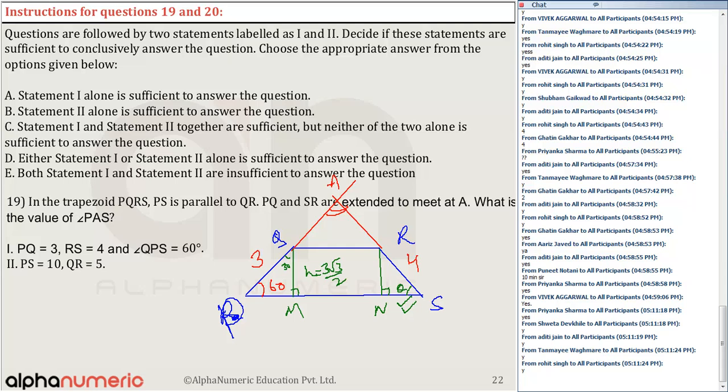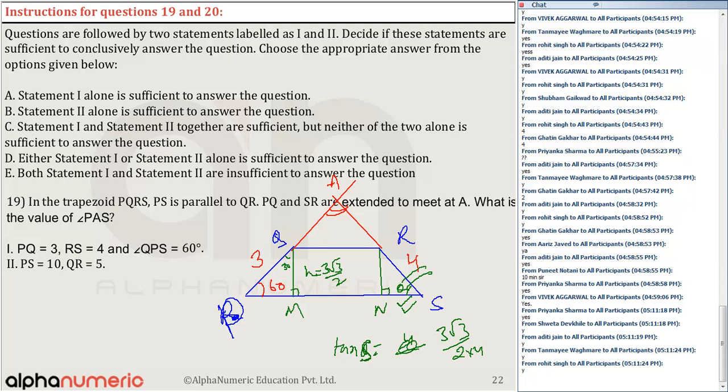So let's say this angle is equal to theta. So we can find out this also. Even I can say that tan theta is equal to perpendicular upon base, so 3√3/2 upon 4. So we can find out theta also.